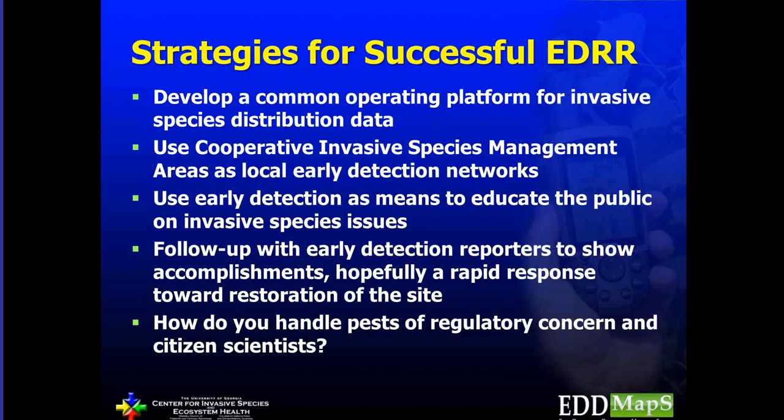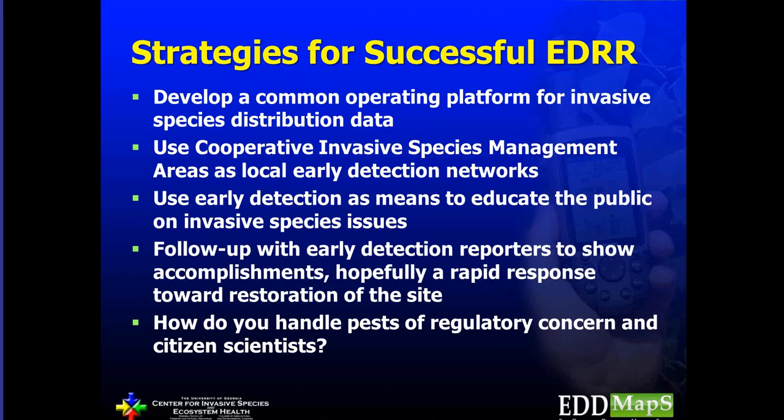So getting into what we're focused on now is early detection and rapid response. At the National Invasive Species Awareness Week last year, we had a panel on early detection, rapid response, a lot of which was plant focused, but I think they fit across all taxa. Some of the strategies that came out of that were that you needed to develop a common operating platform for invasive species distribution data.